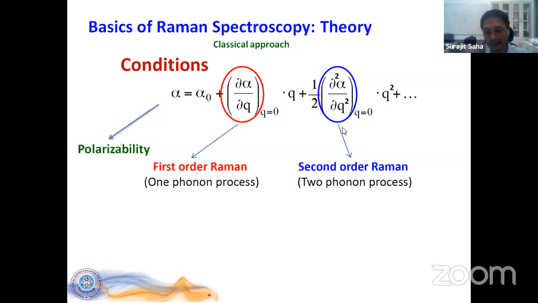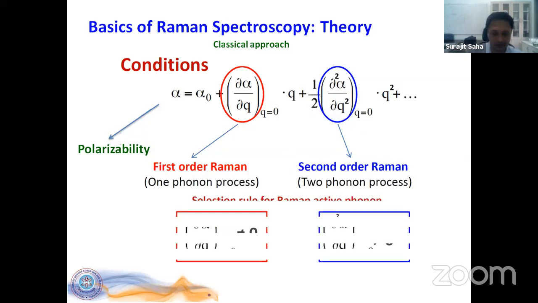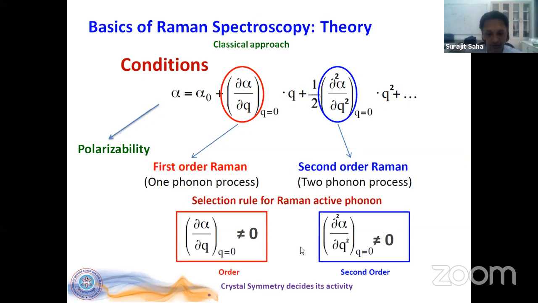But this second term is something we many times come across, which we call the second order Raman mode, or maybe higher order Raman mode. That basically means if this particular term is non-zero and is also strong enough, then one can see the second order Raman processes. So this is the important condition. And the selection rule is, again, to see the first order Raman mode, one has to have this derivative not equal to zero. And similarly, the second derivative should also be not equal to zero in order to make them appear in the Raman spectrum. And it is the crystal symmetry that entirely decides these conditions.